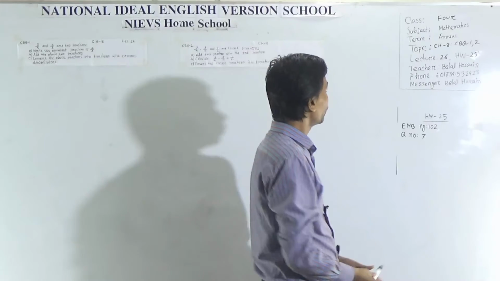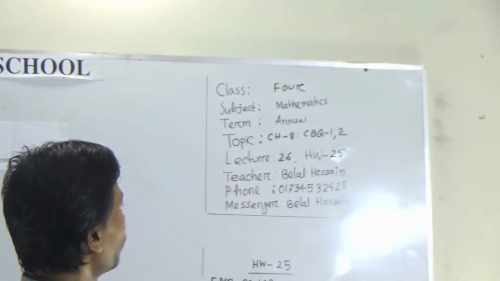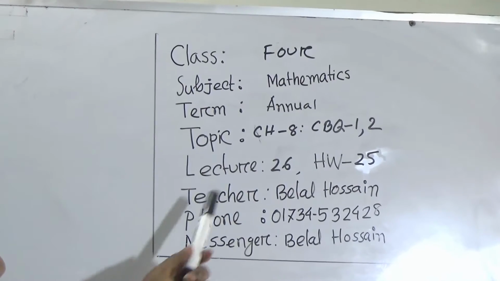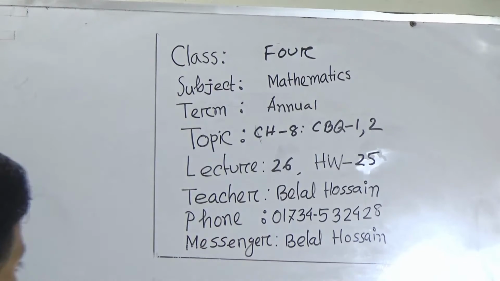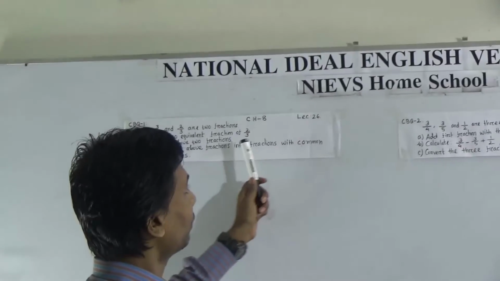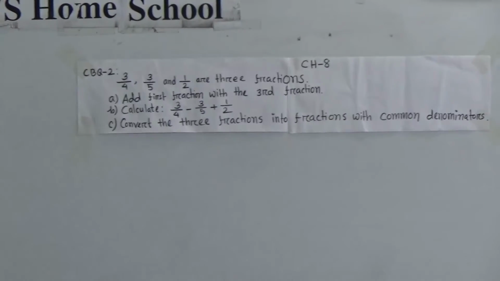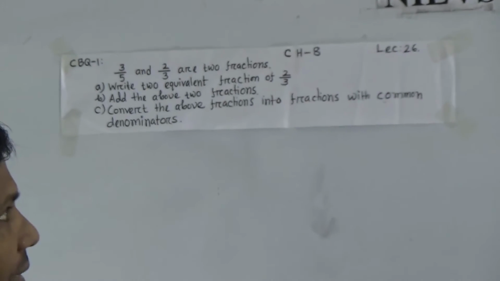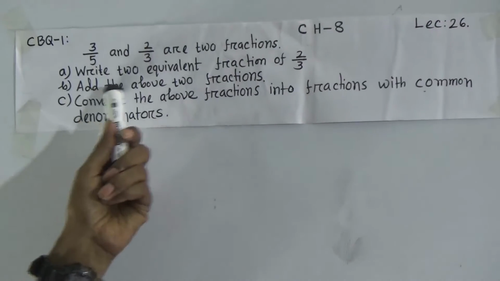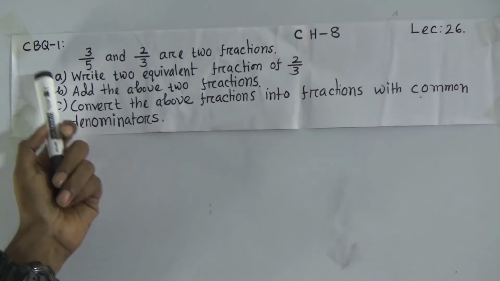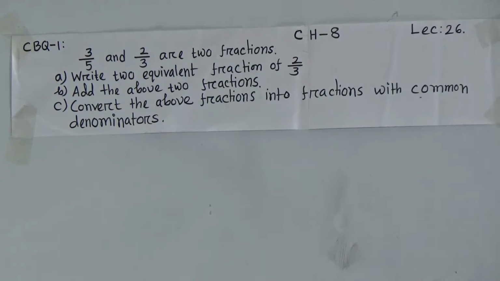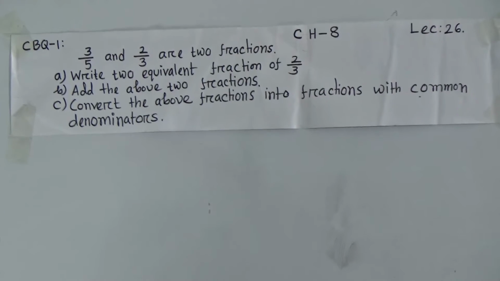Dear student, today our topic is Chapter 8, CBQ number 1 and 2, Lecture number 26 and HW number 25. You didn't find these CBQ 1 and 2 in your book, but on the basis of that chapter, that means chapter 8, I have made these two CBQ questions. CBQ means competency based question. These CBQ questions are closely related to that chapter. Okay, let's start the class.